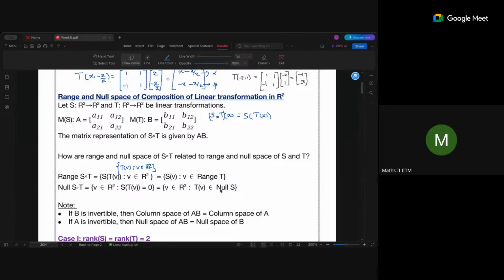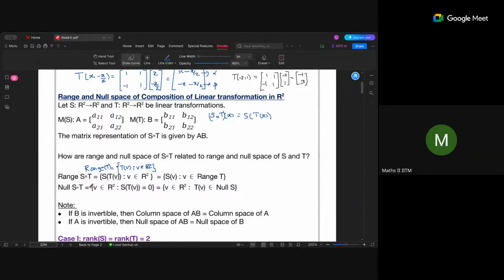Good. Thank you. At least one answer is there. So it is the range of what? Range of T. So the definition of range of T is the set of all TV such that V is in R2. So instead of TV with V in R2, we can replace it with the set of all V such that V is in the range of T.